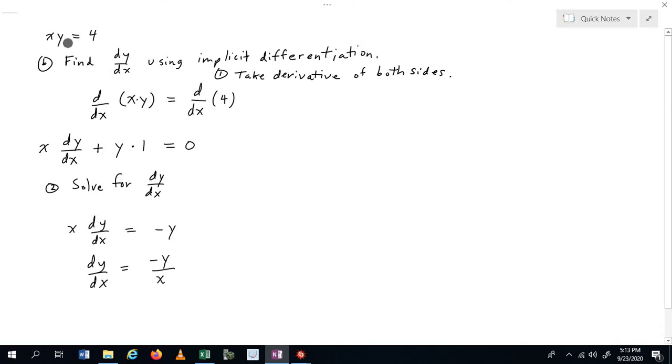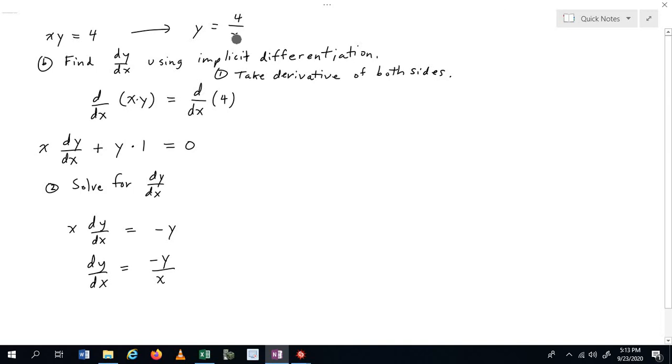But in this case, I'm picking a problem where we can isolate y, right? We've already done that. We know y is equal to 4 over x. So if you were to give me this problem, I probably wouldn't find dy dx using implicit differentiation. I would use explicit differentiation because I can isolate the y, like we did in part A. But let's just see if we get the same answer.